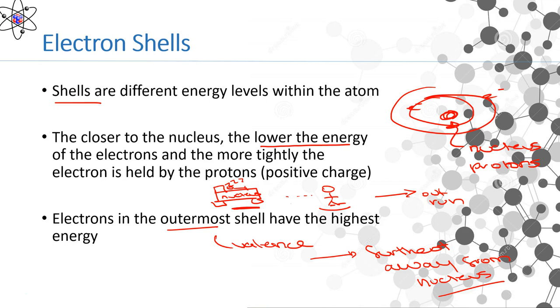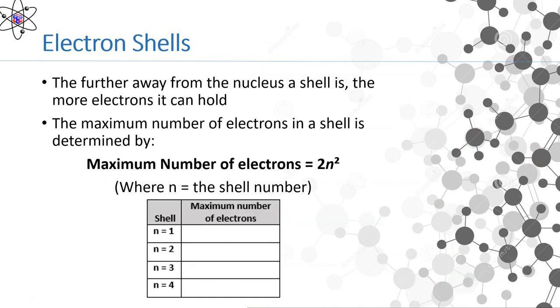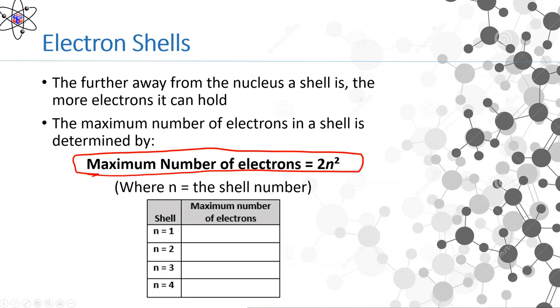Okay, so electrons in the outermost shell have the highest energy. They have the most potential to do things. The further away from the nucleus the shell is, the more electrons it can hold. Okay, and this is the mathematical formula for how many electrons we can put into a shell.